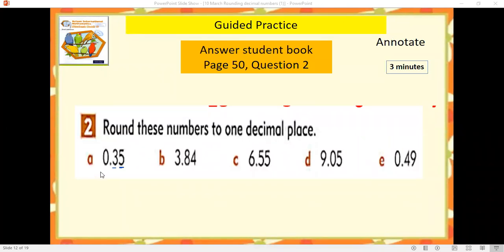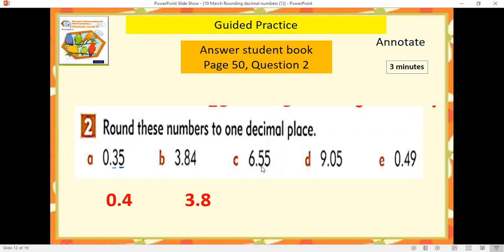Check your answers. 0.35 rounded to one decimal place is 0.4. Check your answer, please. And then letter B is 3.8. Why is it 3.8? Because 4 is less than 5, so ignore it. So it will be 3.4.